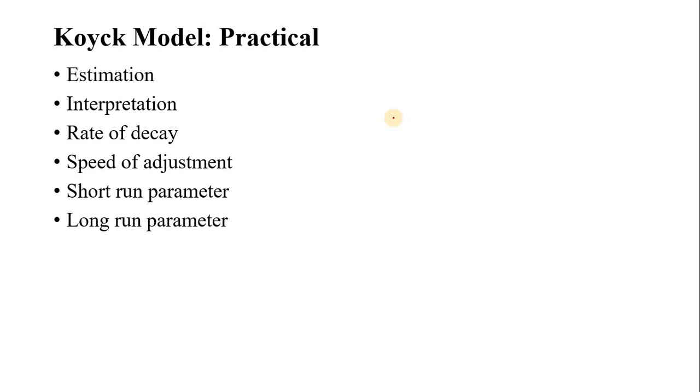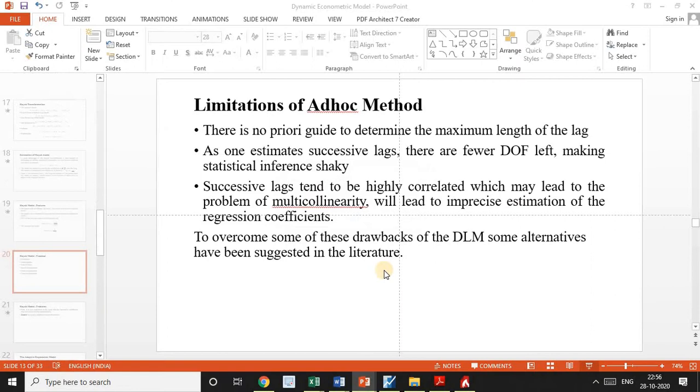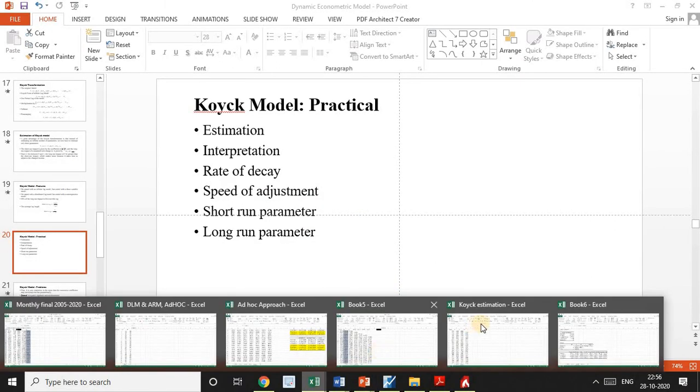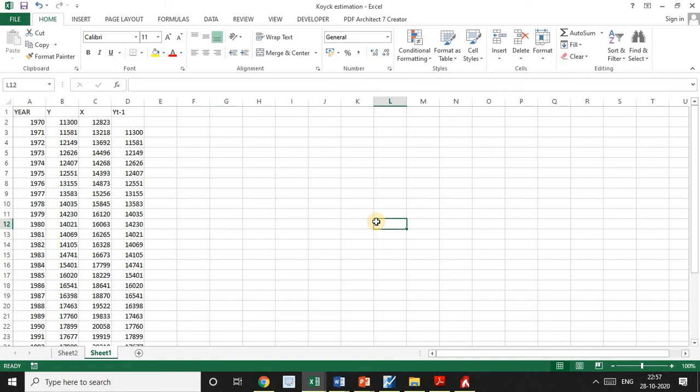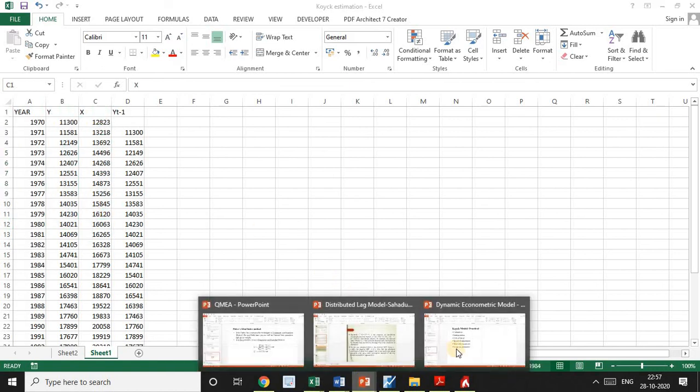Now we will go to how to estimate the Koyck model using a real example. I will show you how to do that. Look at an example, the same example that we have used for ad hoc estimation. This is our y, this is our x.